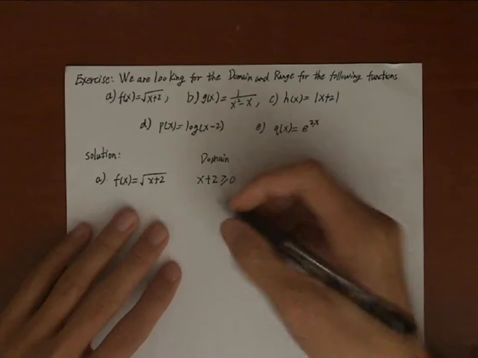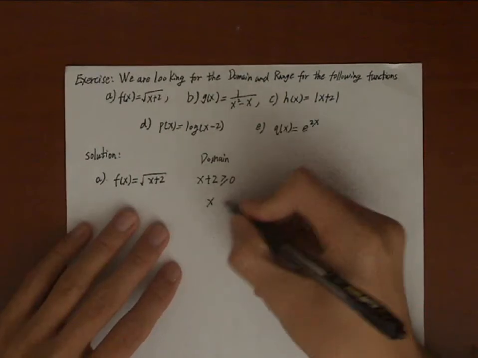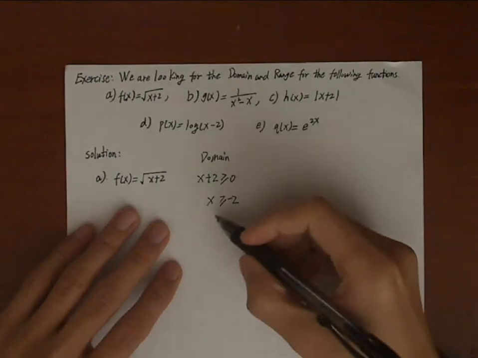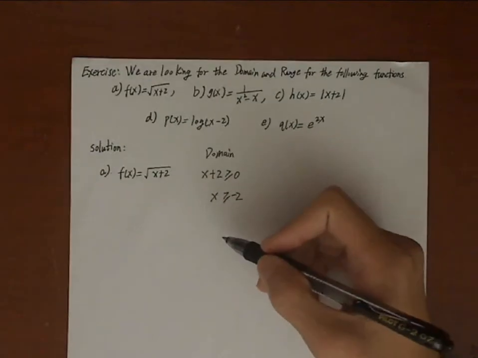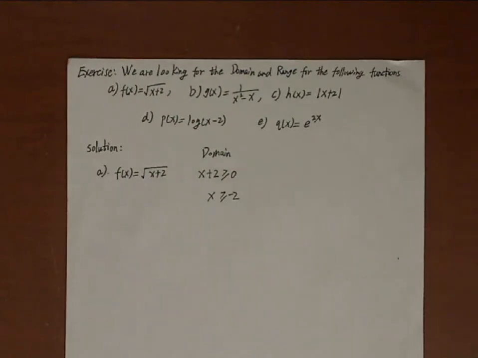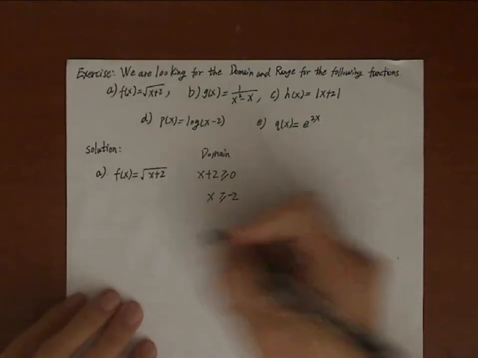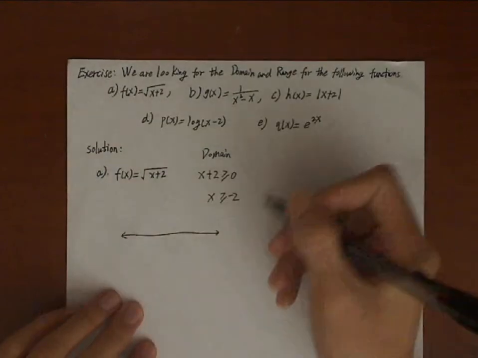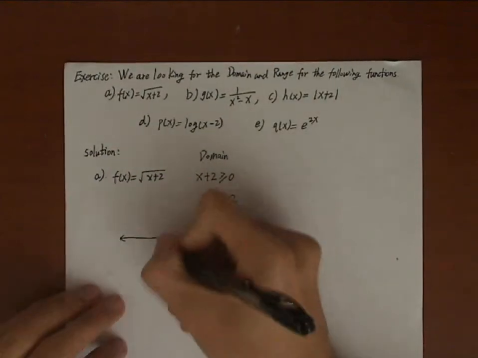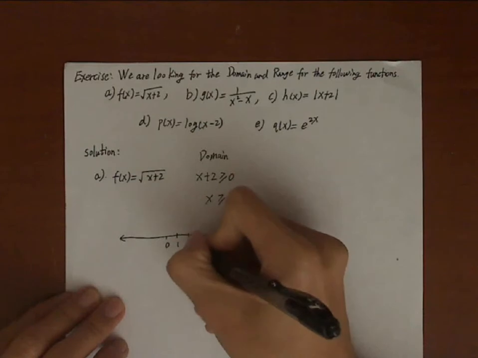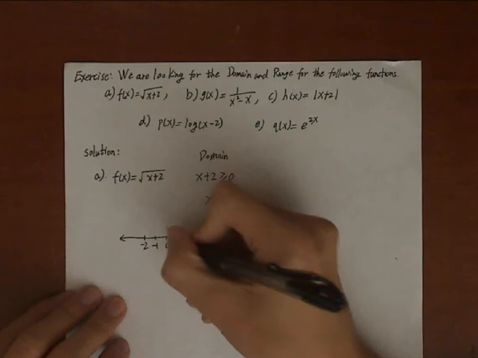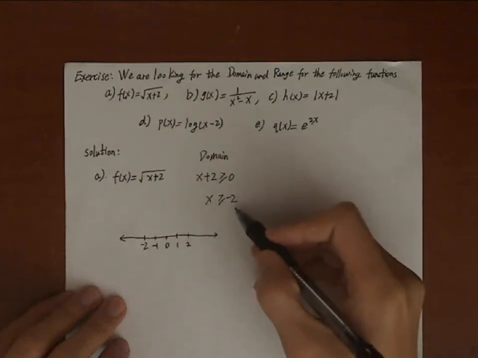So if I solve this, I move the 2 over, and you end up with x greater than or equal to -2. That means it's not just one number. If you remember the number line, I can draw a number line right here, with 0, 1, 2 going right, and -1 and -2 going left.